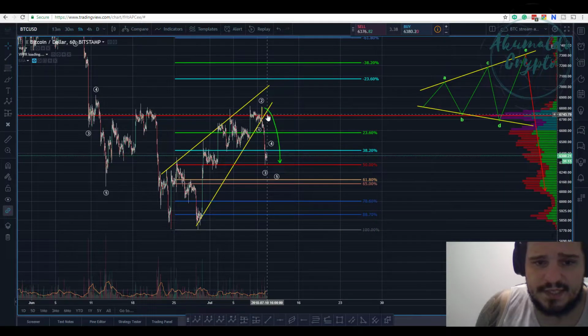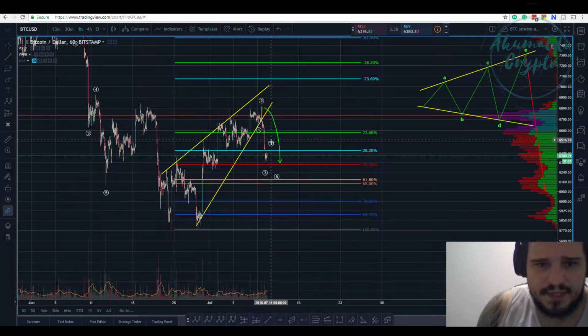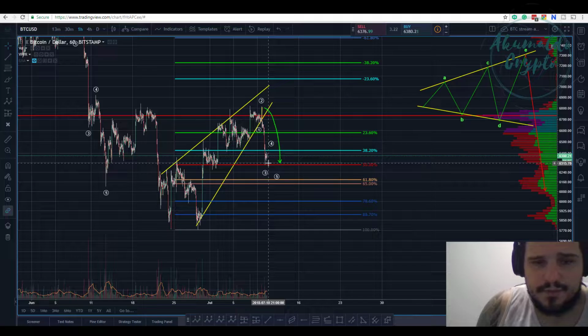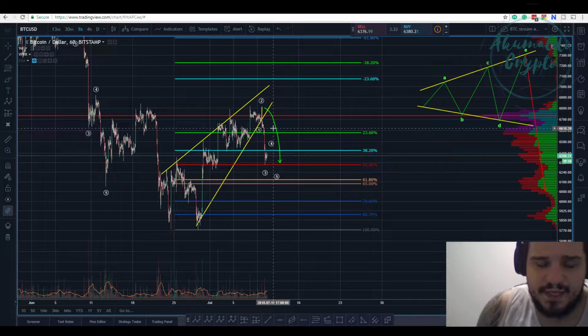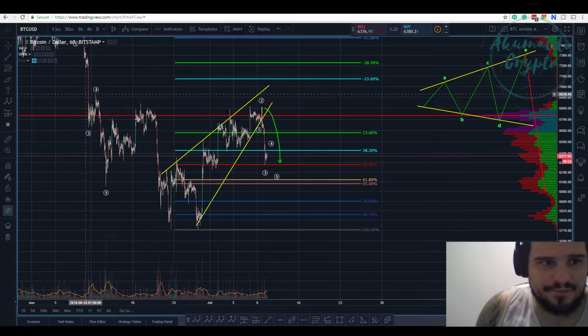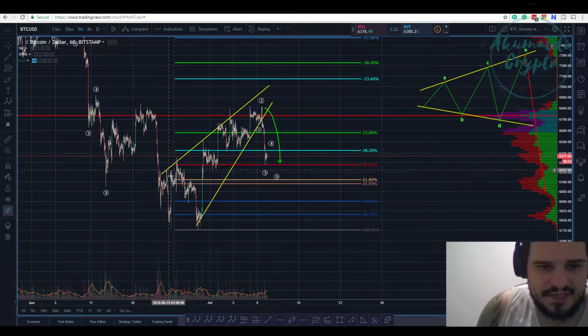And as I said yesterday, this was pretty clear that it would break, that this would go down. This was an easy call. A lot of analysts spotted the same. And then we have this 1, 2, 3, 4, 5. What's the problem here is that I see an A, B, C, A, B, C. I see this A, B, C, A, B, C.